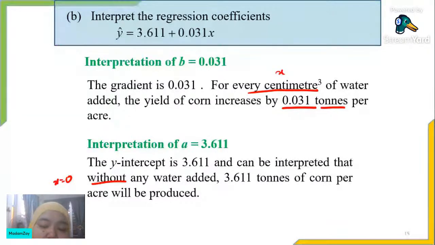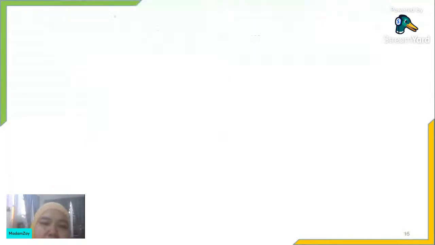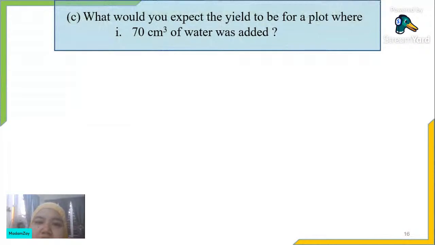So what is the unit for Y? Y is tons per acre. Okay, so now this is the interpretation for question B. For question C, what would you expect the yield to be for a plot where 70 cm cube of water was added? So we put into the equation that we found in A, to find the value of Y when X equals 70.